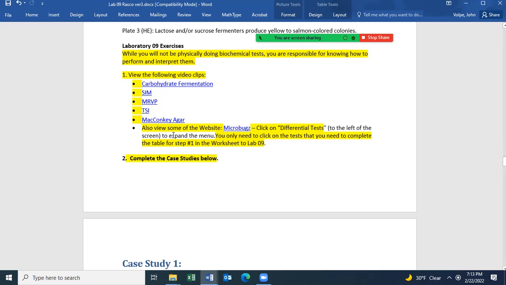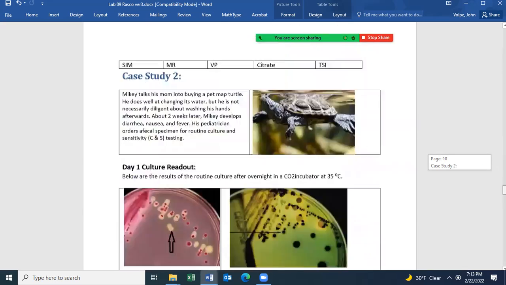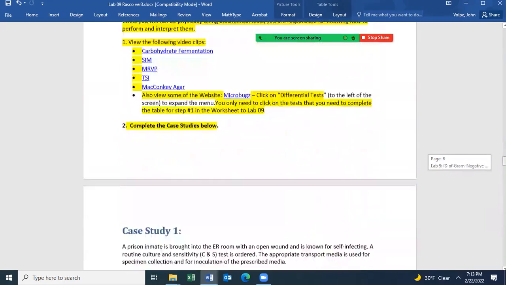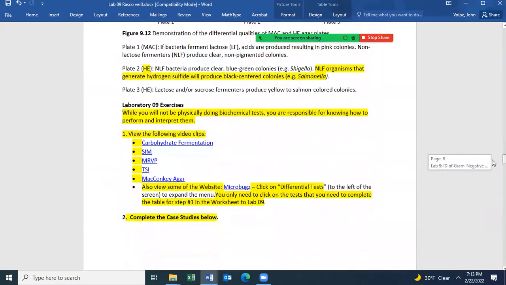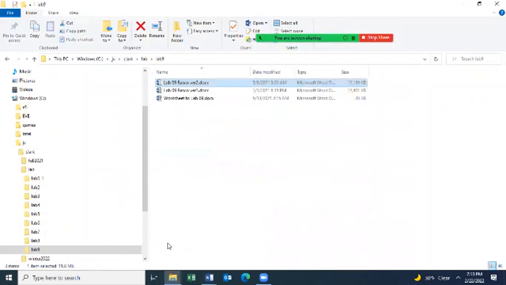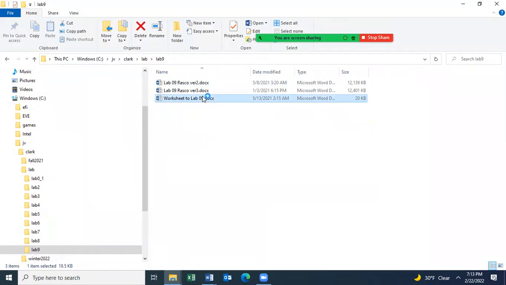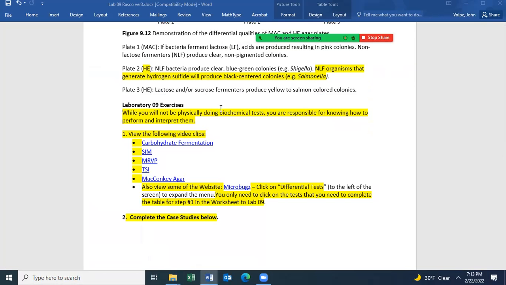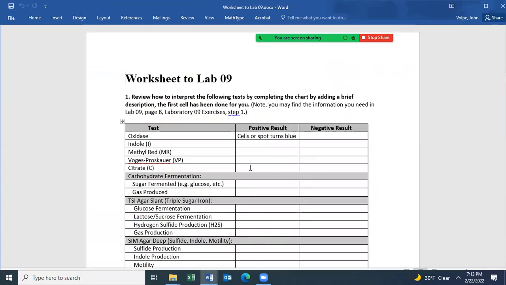You also have to view some of the website Microbuzz, and that's to complete step 1 of worksheet lab 9. You have a table here. Let me look at worksheet 9. So you have to fill out the table, the positive result and the negative result.